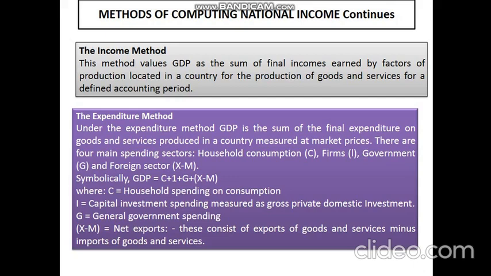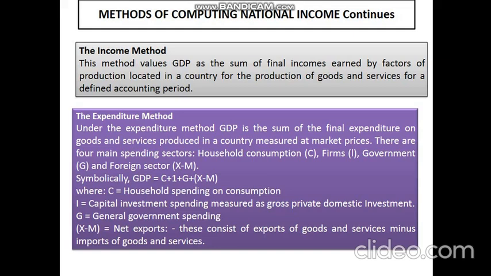The expenditure method. Under the expenditure method, GDP is the sum of the final expenditure on goods and services produced in a country measured at market prices. There are 4 main spending sectors: household consumption, firms, government, and foreign sectors.